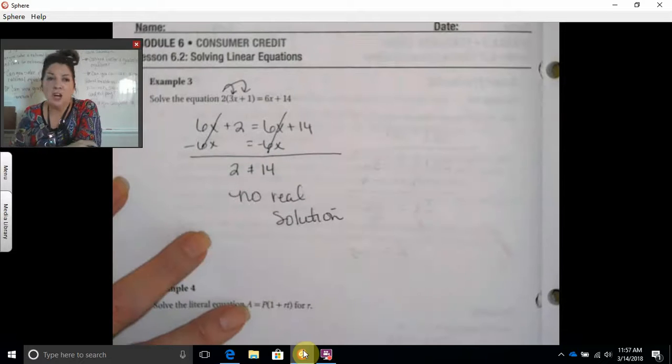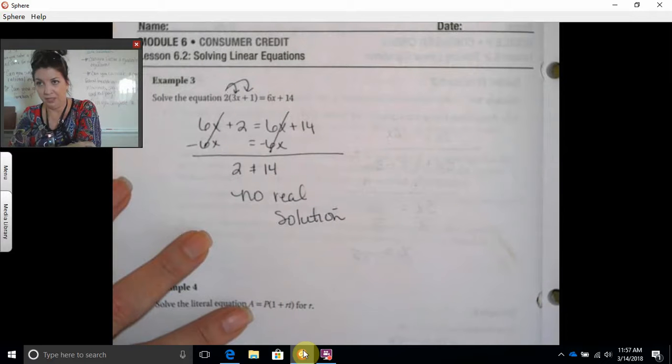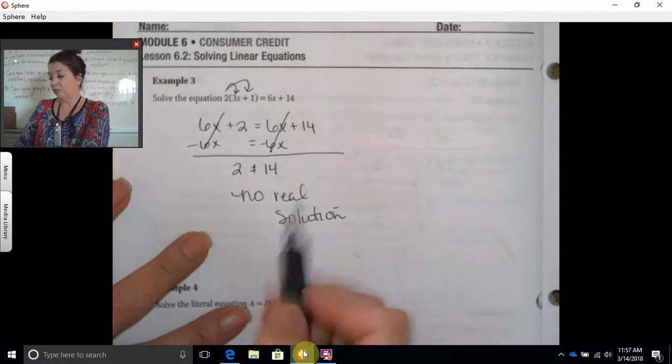That means there is no number on this whole entire planet, no real number, that we could substitute in for x that would make the left side of the equation equal the right side of the equation. It's not possible. Ain't gonna happen. Okay? What's number 4? I don't understand.